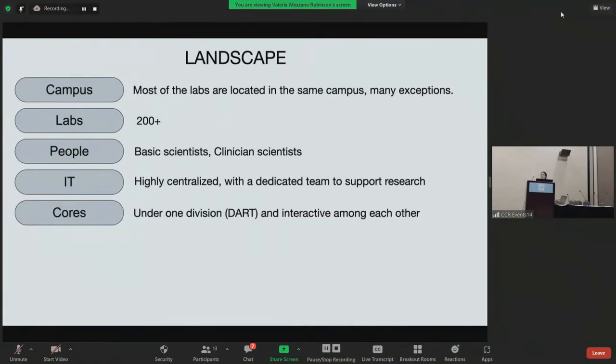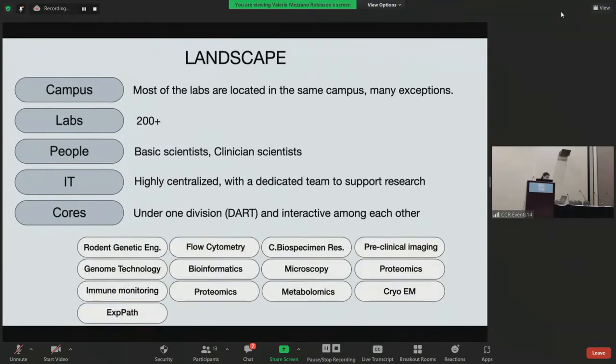Then all our cores are under one umbrella. So we're a community of cores and we're highly integrated. We work with each other, and you can see that there are several of them, and we always communicate very well. And I'm from that last one, experimental pathology. So that's where I come in.